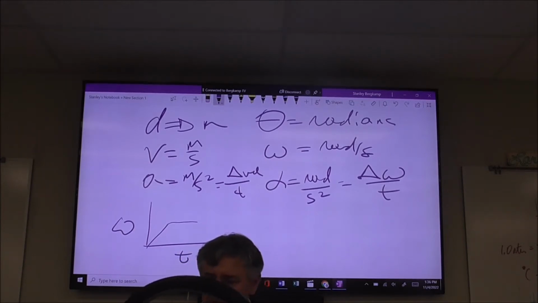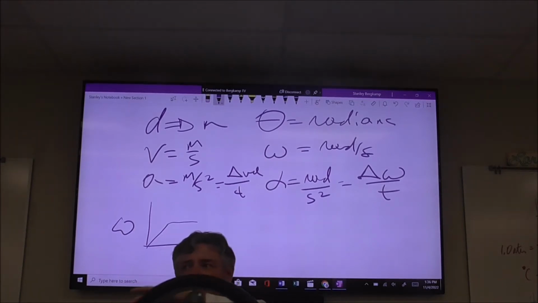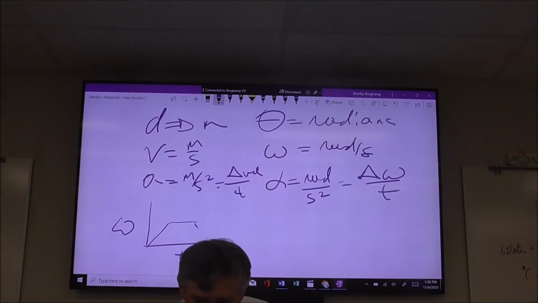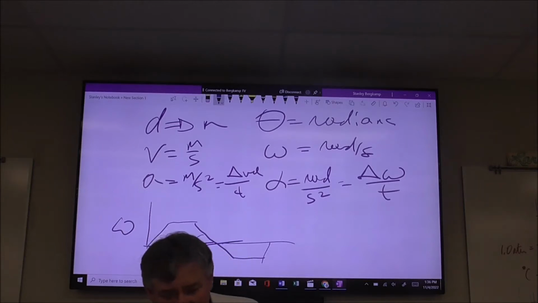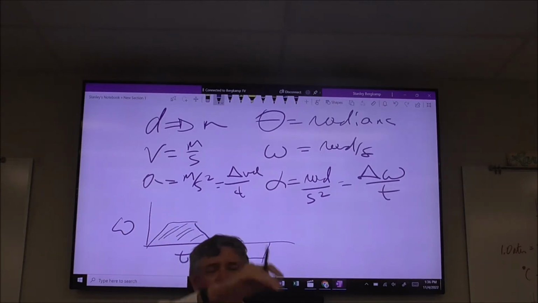Now, what if I slow it down and make it go in the opposite direction? Then it's going to go past 0, and I have negative omega, and then a constant negative omega. Now, the same thing applies. What do you think is going to happen if I find the area underneath my omega versus time graph?